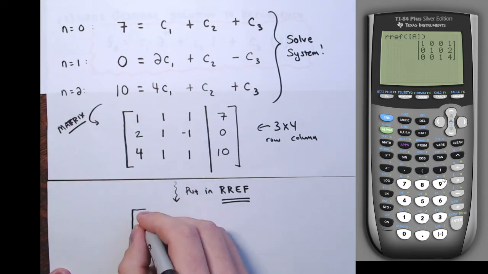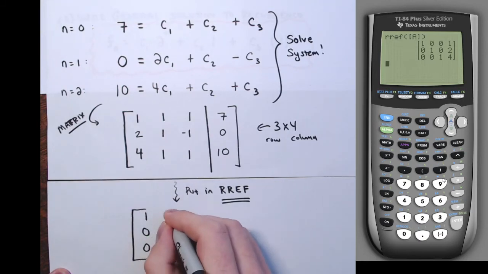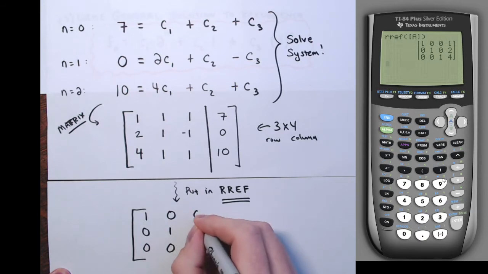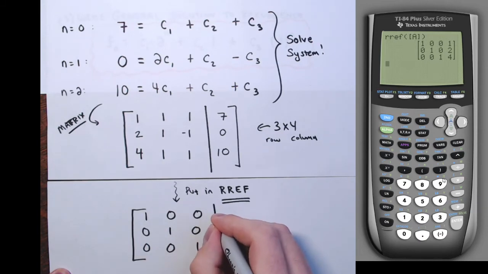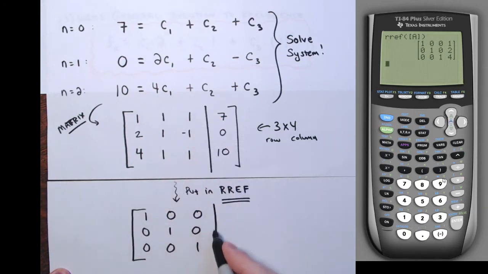Down the first column, 1, 0, 0. Then 0, 1, 0 down the second column, 0, 0, 1 down the third column. And then again, I'm going to put a little bar here for where the equal signs are. Then you have 1, 2, and 4. So again, what does this mean? Remember, these are the coefficients of C1. These correspond to the second column, C2, the third column, C3. Then you have your equal signs and then constants.